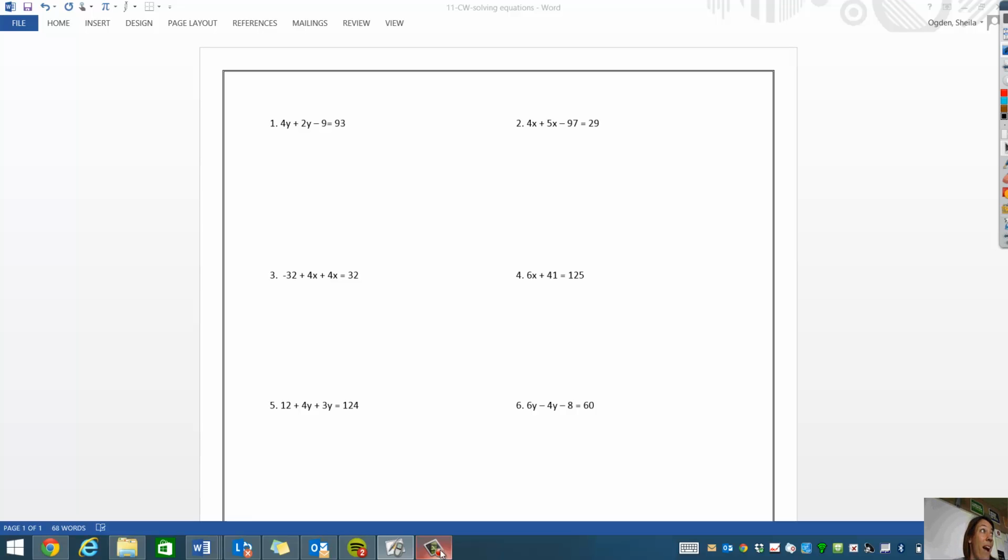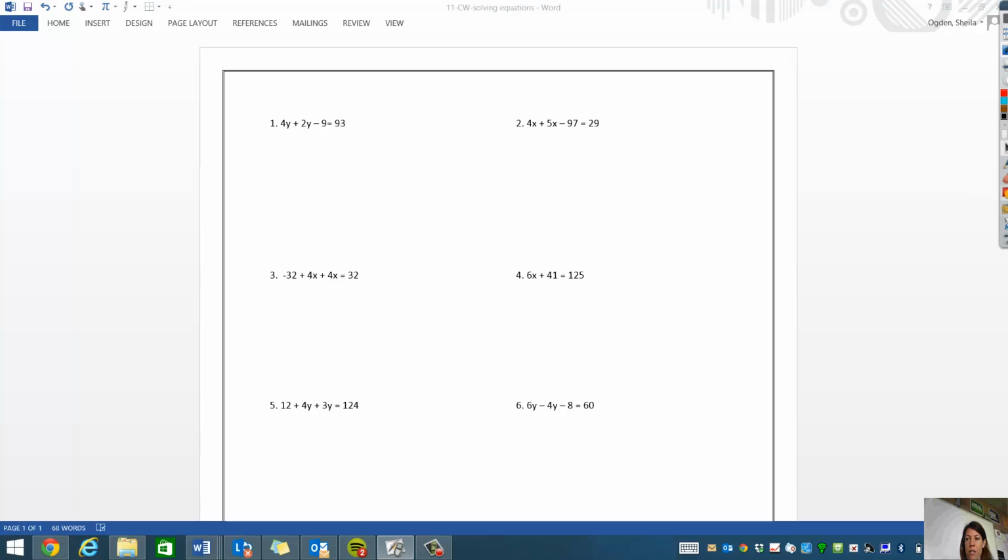I'm at a wedding, be quiet, in Philadelphia, and I'll be back on Monday to do your map testing with you. But for today, we're going back over the solving equations.